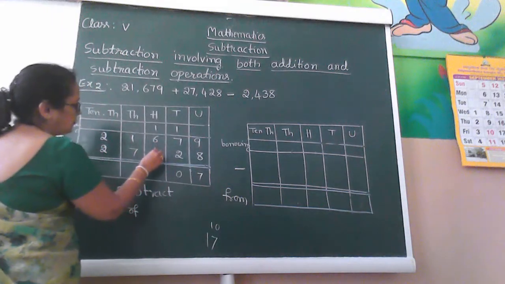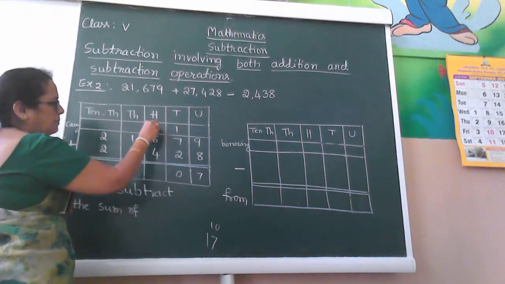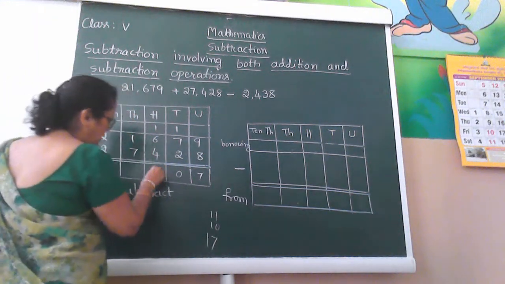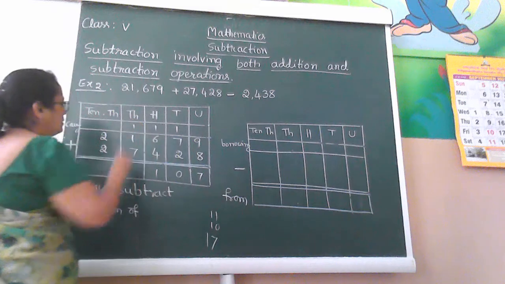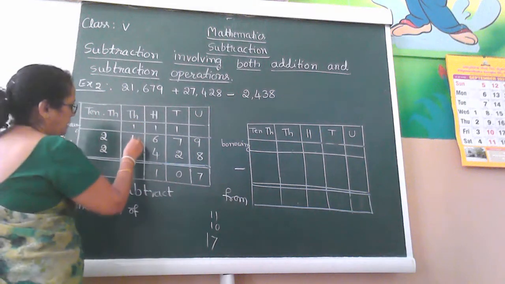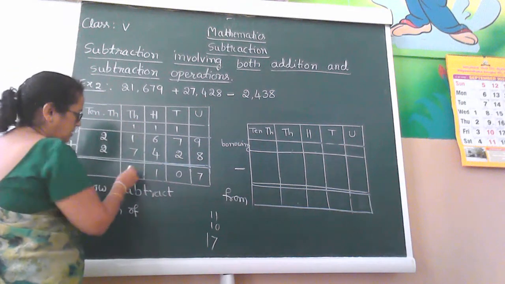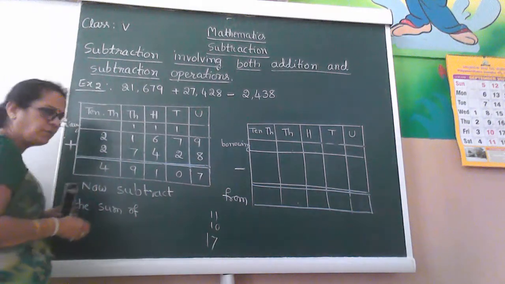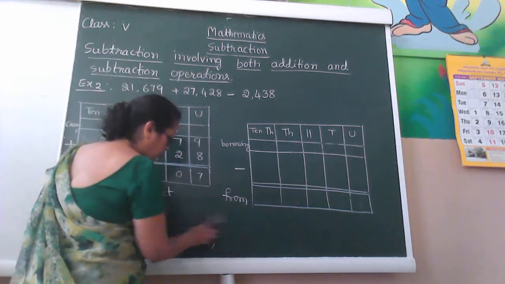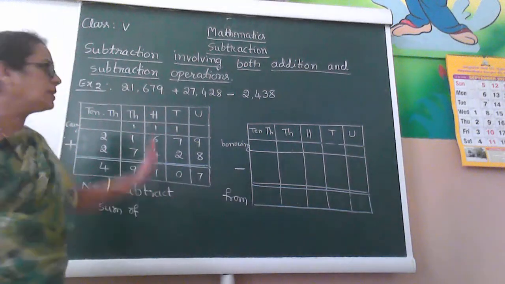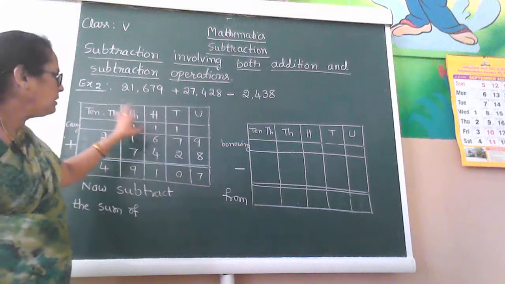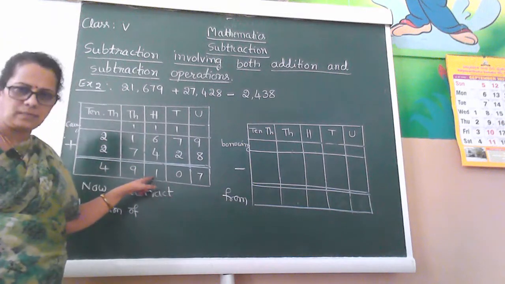Next, 4 plus 6, 10. 10 plus 1 carry, again it is 11. Write 1 here, then give 1 carry. 7 plus 1 plus 1, it is 9. 2 plus 2, it is 4. So first what we did: always when they give both, first you add. Then you will get the sum.